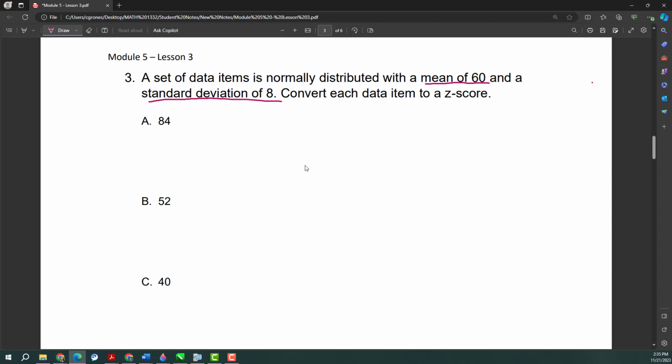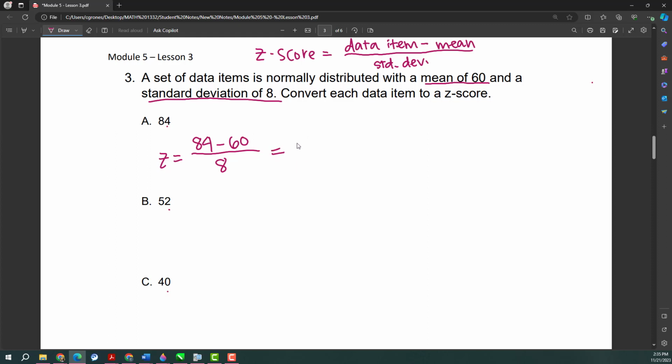Convert each item to a z-score. So our z-score formula, I'm going to rewrite it right here. We take our data item minus the mean and then divide by our standard deviation. So these items right here that they give us are going to be our data items. So z equals 84 minus our mean of 60 divided by 8. And you should get 3.